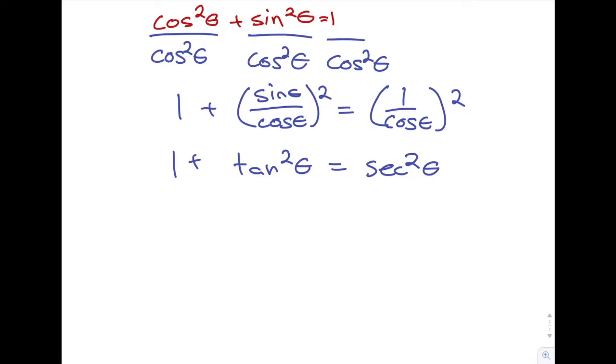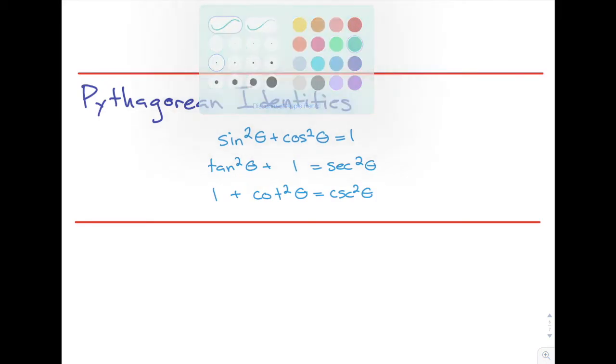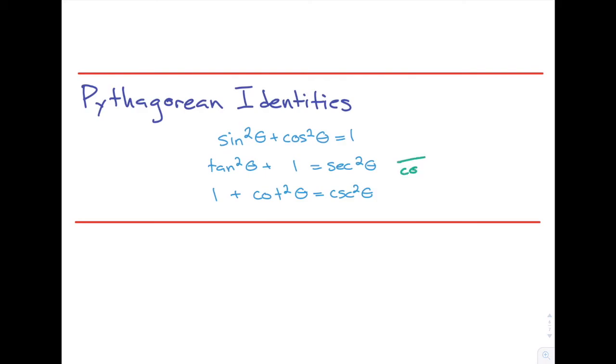And like I said, you could derive the last one just by doing the same process, but instead of dividing through by cosine squared theta, you divide through by sine squared theta. So we have the Pythagorean identities. Sine squared theta plus cosine squared theta equals 1. Tangent squared theta plus 1 equals secant squared theta. This was the one where we divided through by cosine squared theta. And then the last one, 1 plus cotangent squared theta equals cosecant squared theta. And this one you get by dividing through by sine squared theta.